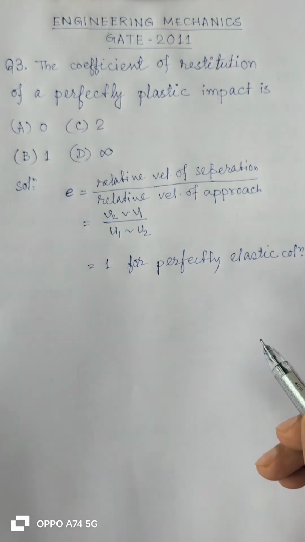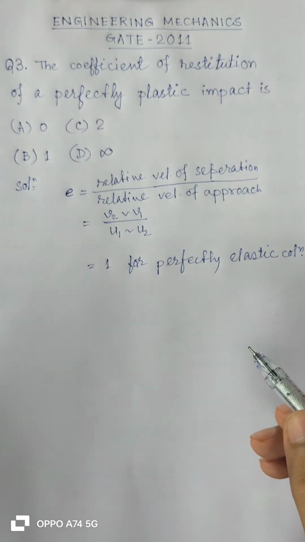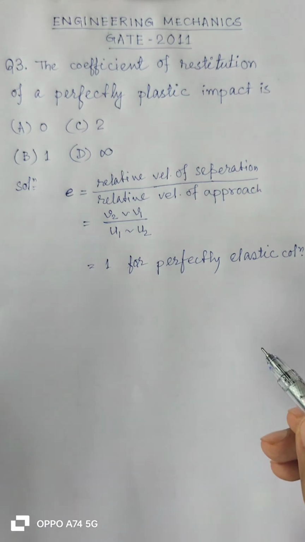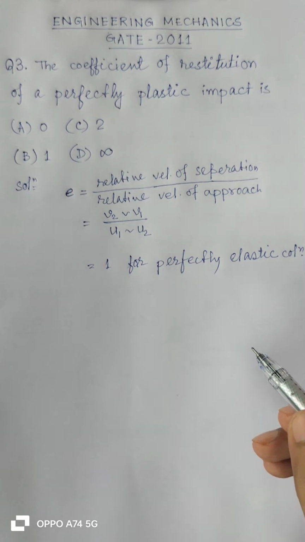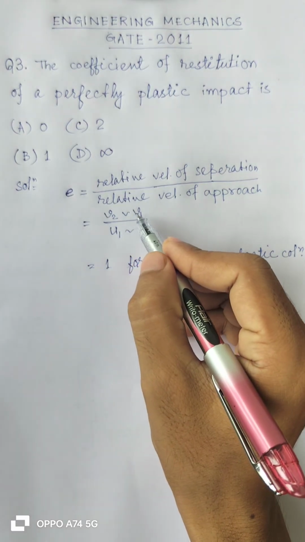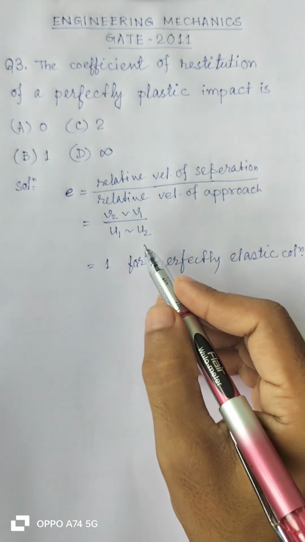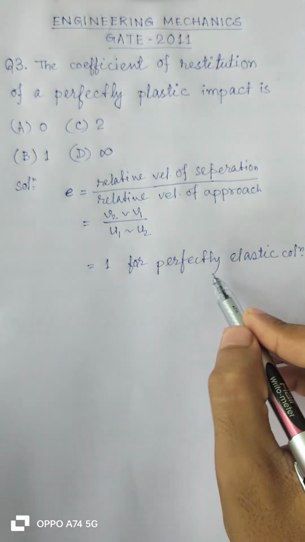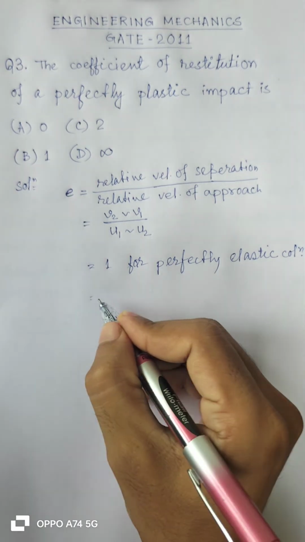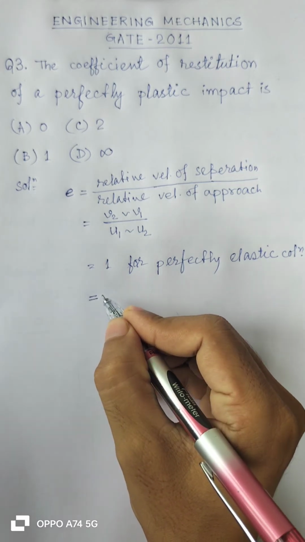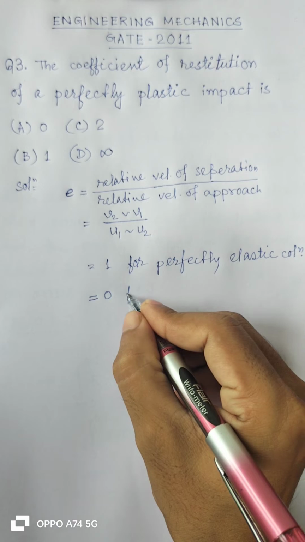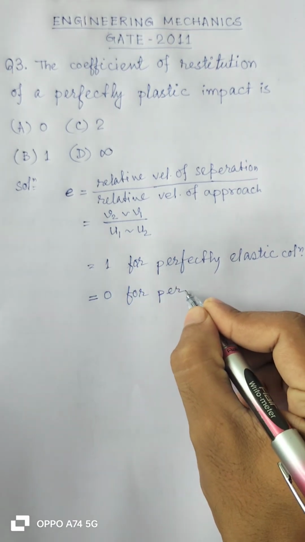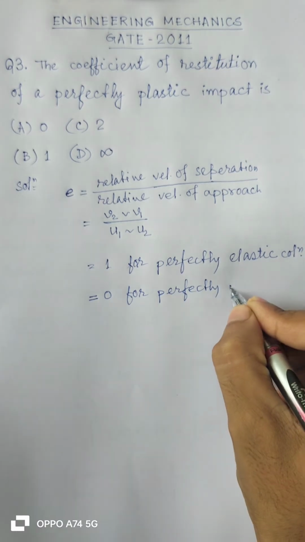So for perfectly elastic collision, there is no dissipation of energy, no loss of energy. The entire energy before collision will be restored after collision. So the relative velocity of separation is equal to the relative velocity of approach. So the value of coefficient of restitution is 1 for perfectly elastic collision, and the coefficient of restitution is 0 for perfectly plastic collision.